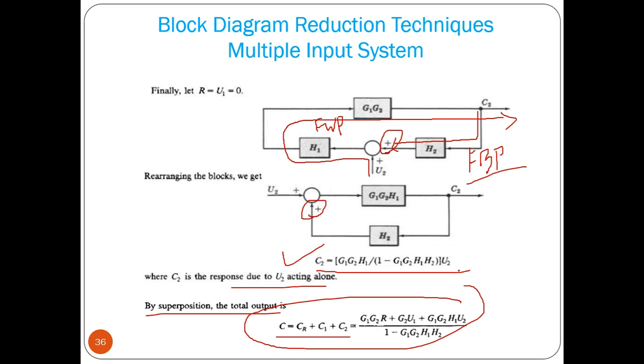Okay. So this is the way we can solve for multiple input single output, that is MISO system. Okay, multiple input single output system. From the block diagram, how you can find out the output or the transfer function for each input.